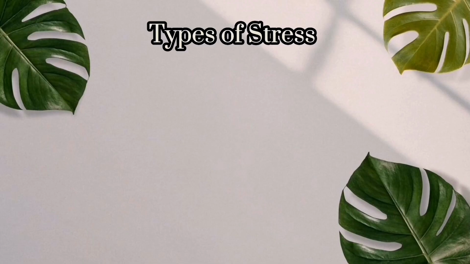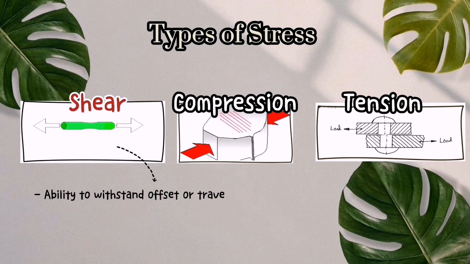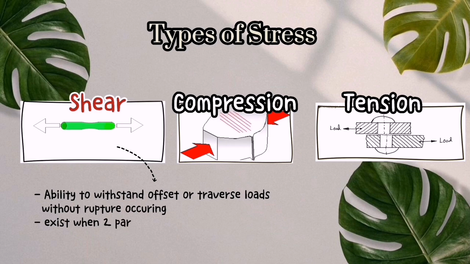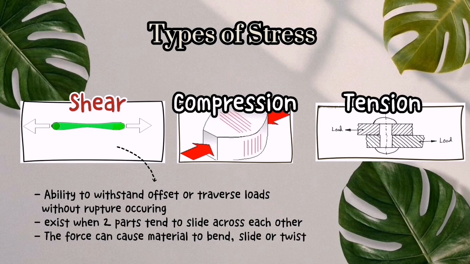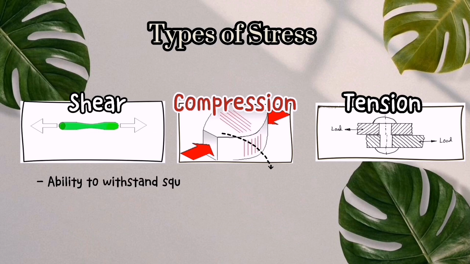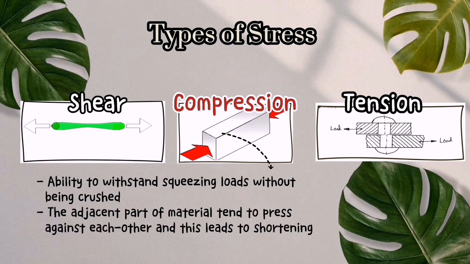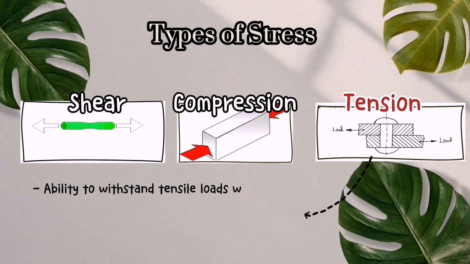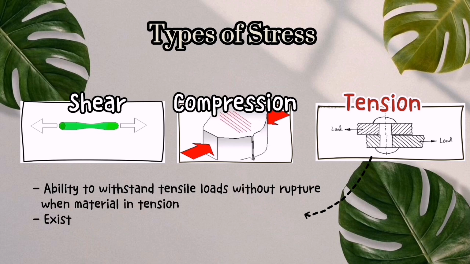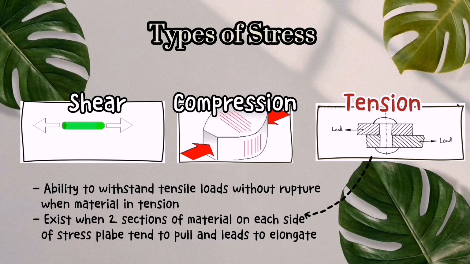Moving on to the types of stress, which are shear, compression, and tension. Shear is the ability to withstand offset or transverse loads without rupture occurring. Shear stress exists when two parts of a material tend to slide across each other. The force can cause the material to bend, slide, or twist. Compression is the ability to withstand squeezing loads without being crushed. The adjacent parts of the material tend to press against each other, and this leads to shortening of the material. Meanwhile, tension is the ability to withstand tensile loads without rupture when the material is in tension. Tension stress exists when two sections of material on each side of the stress plane tend to pull apart and lead to elongation, and it will become thinner and longer.